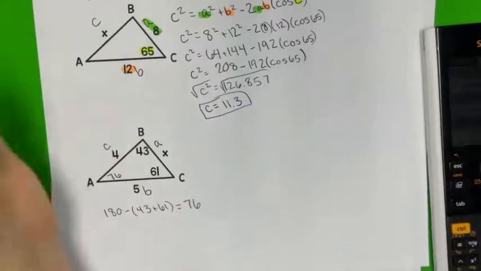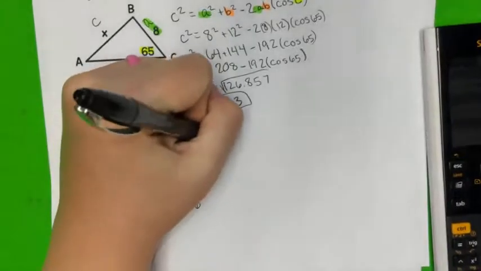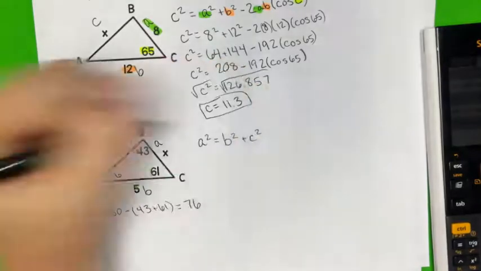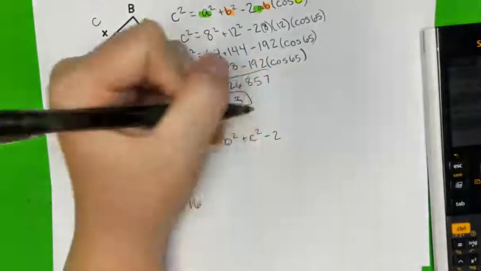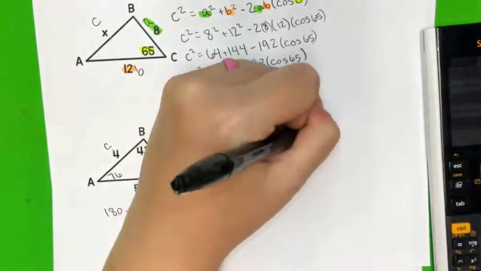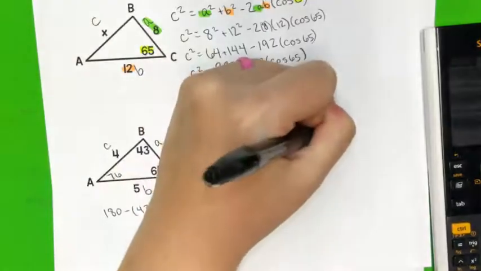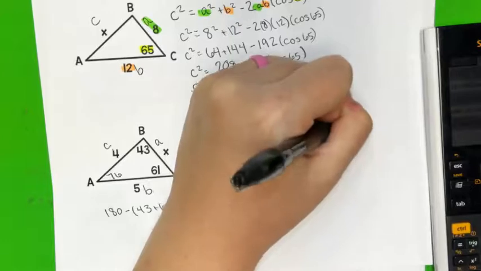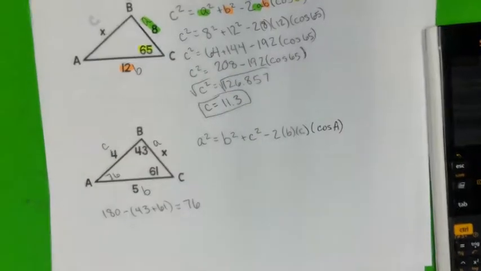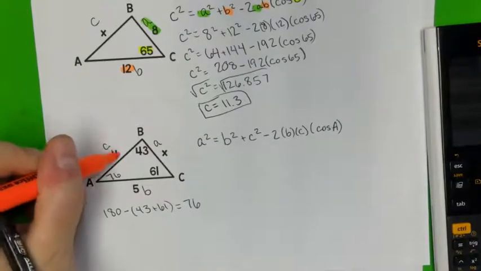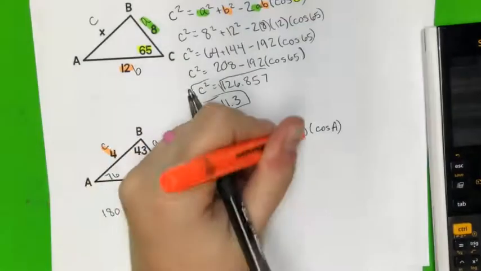Now these three are what we need. So we're going to take our A squared equals B squared plus C squared minus 2 times B times C times cosine of A. Remember, that is the formula we're going to use. I'm going to take this C there and there.